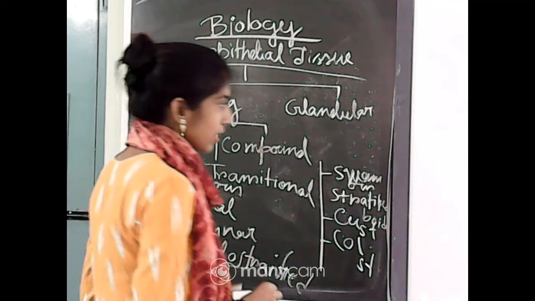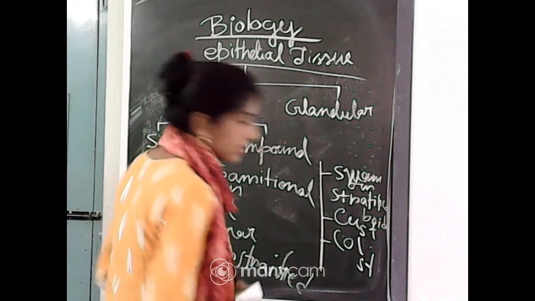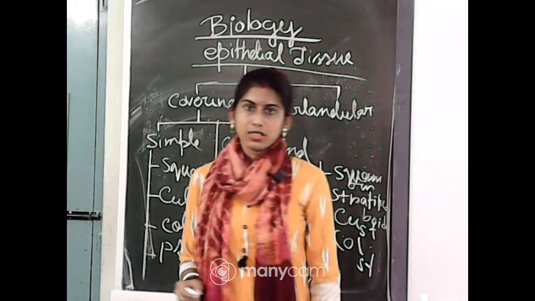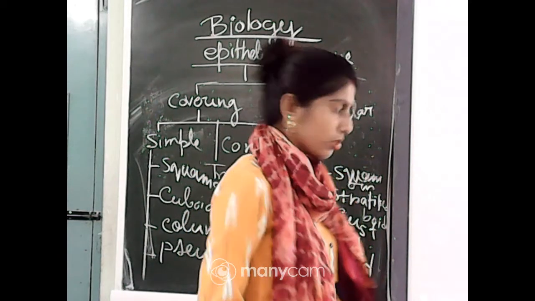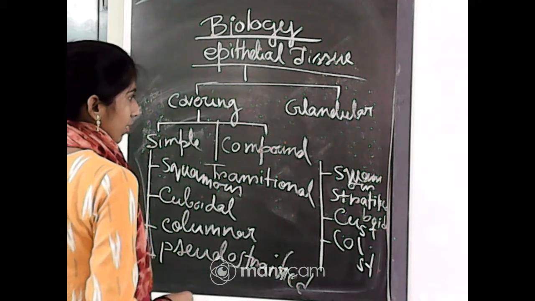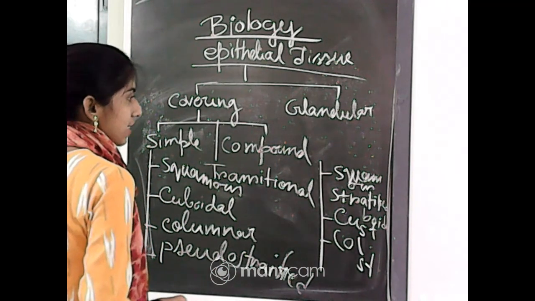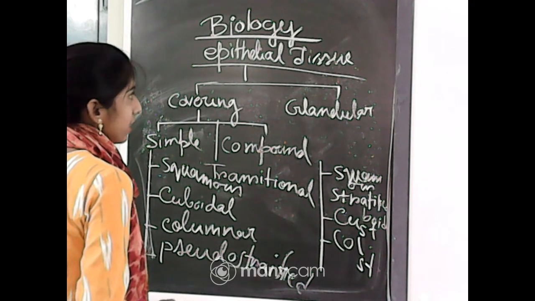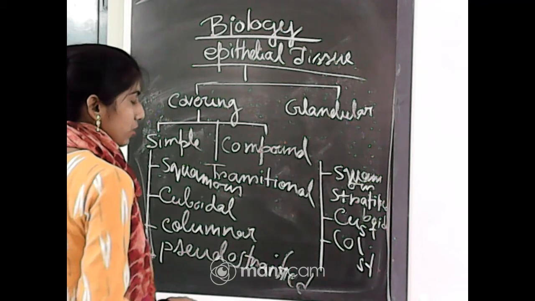Which chapter is this? This chapter is from animal tissue. In my previous class, I started the different types of tissues. Today, I am explaining the epithelial tissue particularly.